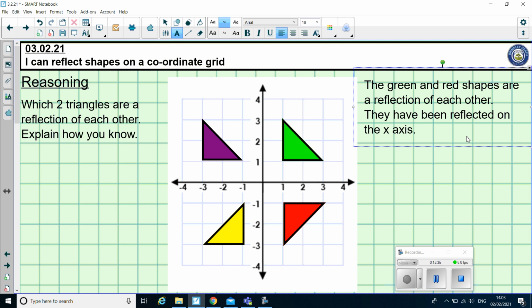Now I want to say, a full answer would explain why the other shapes aren't a reflection. Why is this purple and green shape, why are they not a reflection of each other? Why is the yellow shape not a reflection of any of the other shapes? So I would say, the purple shape is not a reflection of any other shape.